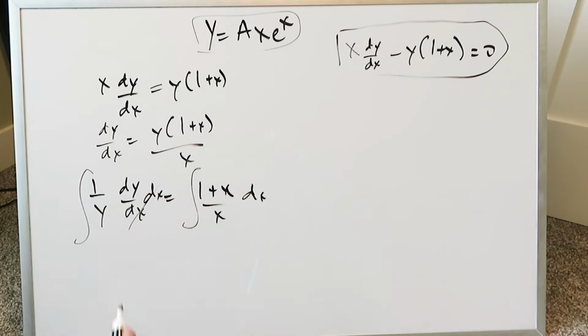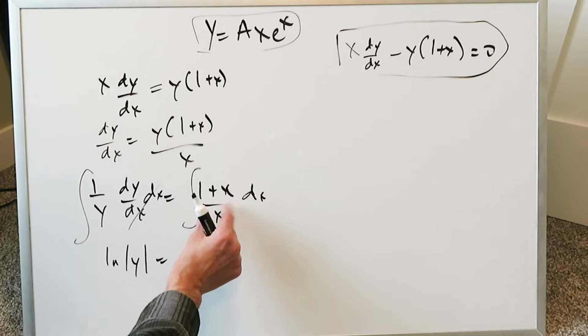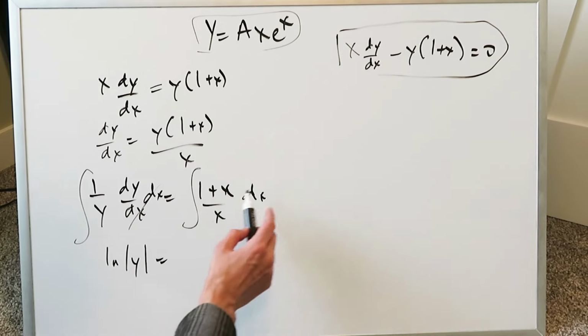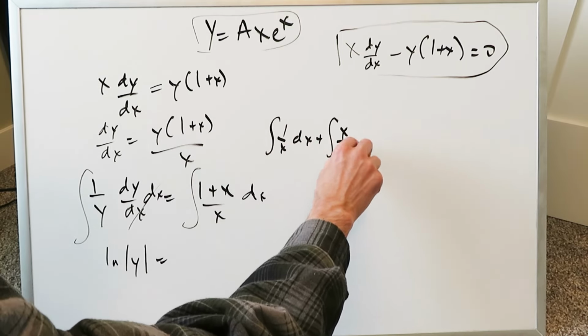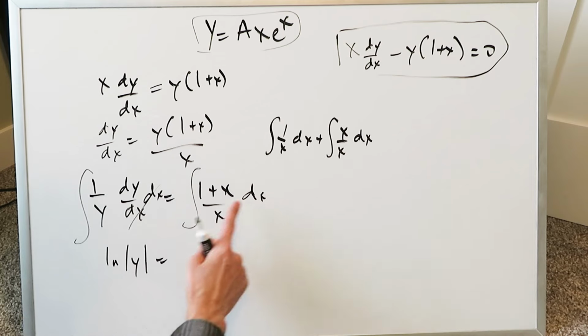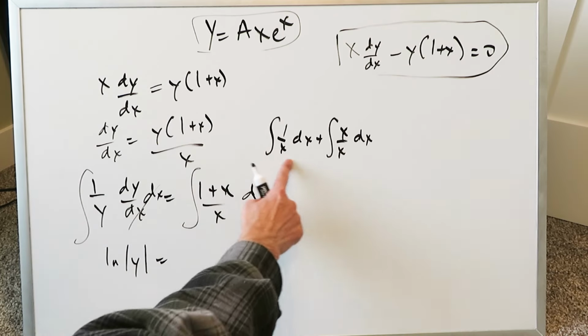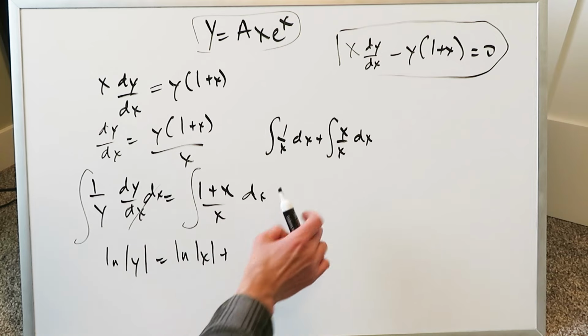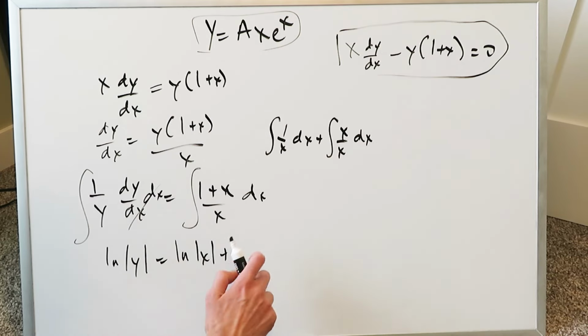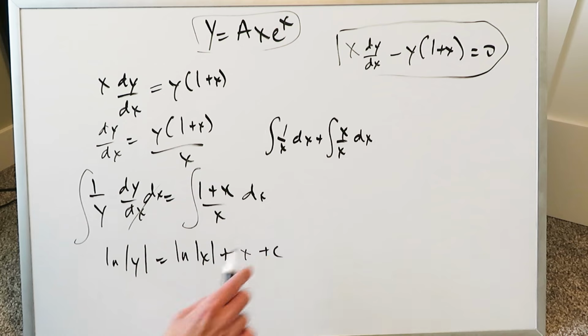When I'm doing this, I'm getting natural log of y. On the other side, I'm separating this into separate integrals. I can do the integral of 1 over x dx plus the integral of x over x dx. Combine these two and you'll end up with exactly that. In terms of the antiderivative, you have natural log x plus, this is just an integral of dx, which is just an x, but don't forget this c.